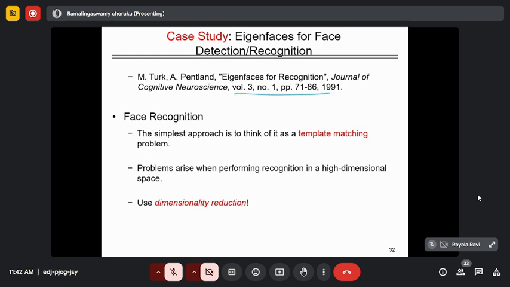Let me explain briefly what this paper is all about, how they have used PCA for face detection and face recognition. For face recognition, the simplest approach is to think of it as template matching. If it matches a particular face template, we can say it is a face. The problem arises when performing recognition in a high dimensional space.